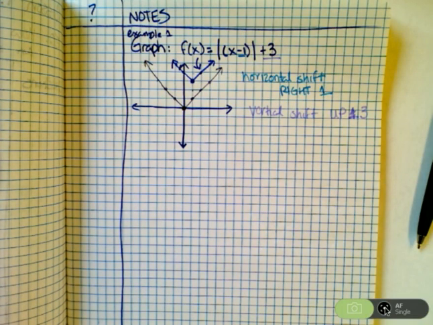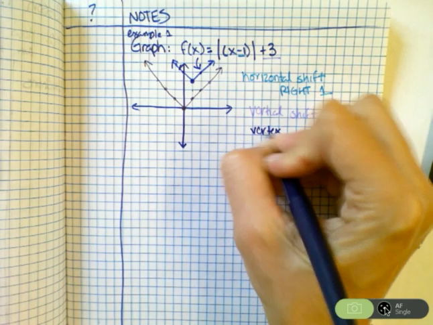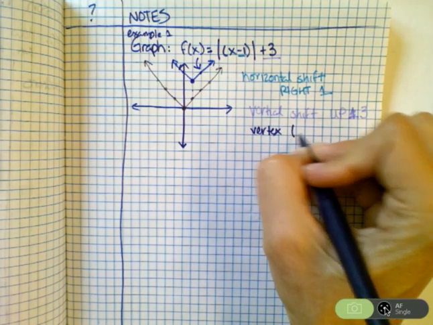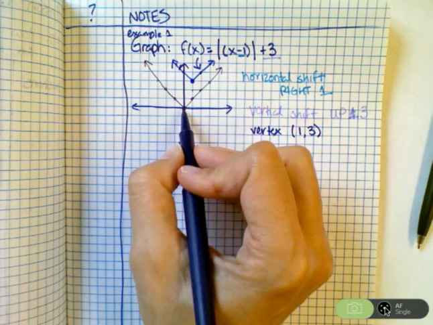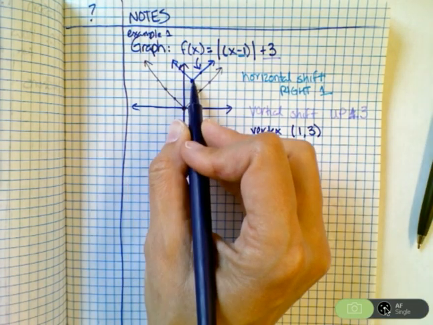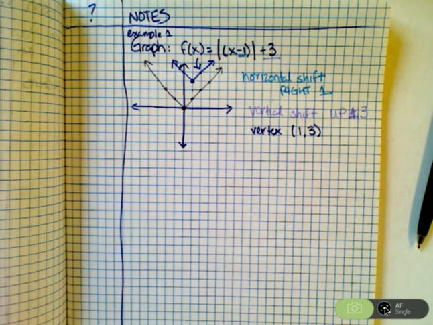And the way that I think about it is that vertex, or the center point, moved to 1, 3, because it moved right 1 and up 3. So it was at 0, 0, and it moved to 1, 3. And then our other points are up 1 and over 1 from there. Okay, so example 2.